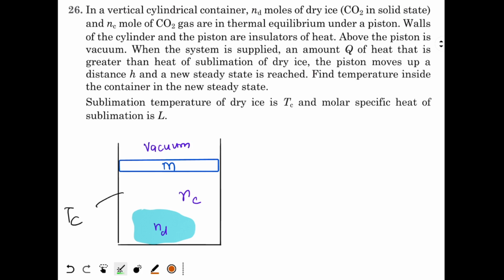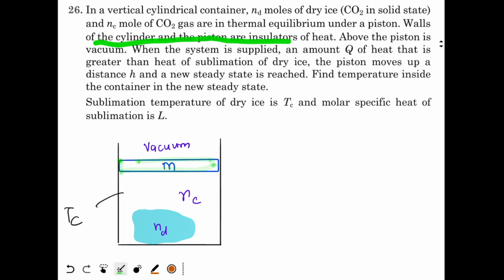Okay, this is question number 26 from chapter number 8 of Pathfinder for Physics Olympiad. In a vertical cylinder container, ND moles of dry ice, CO2 in solid state, and NC moles of CO2 gas are in thermal equilibrium under a piston. So here we have the container, we have some dry ice, ND moles of dry ice, and we have then gaseous carbon dioxide, which is NC moles. Okay, then we have a piston over here.